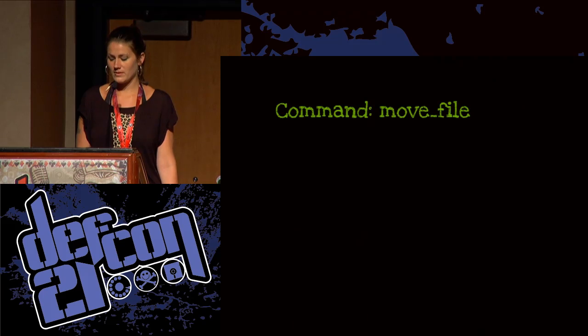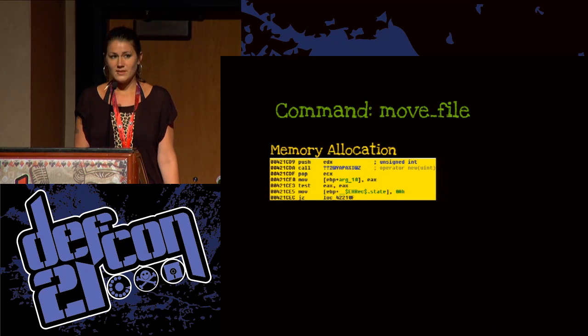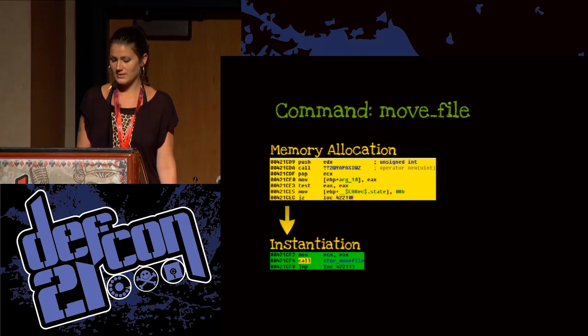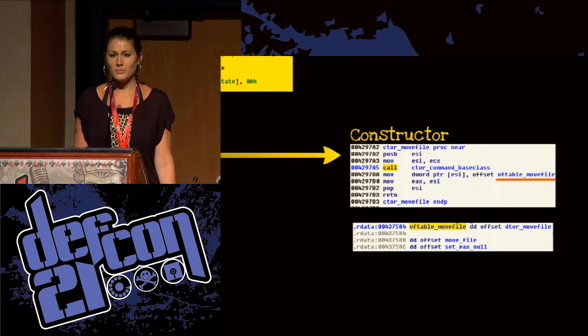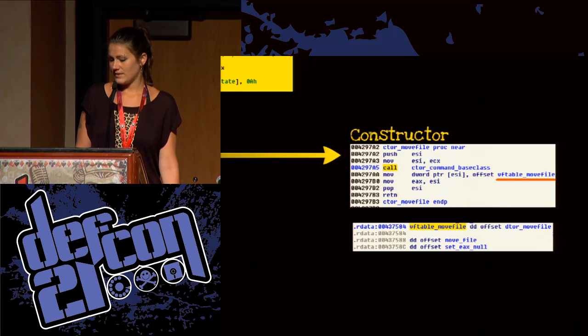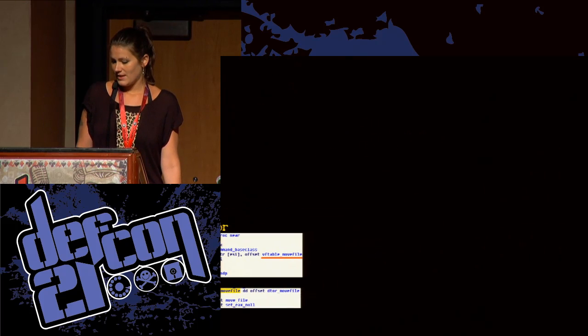Now I provide here another example with the move file object. Here in yellow you see the object instantiation, the memory allocation, where there's space reserved for the object that's going to be instantiated a little bit later in the green box. And what you see there is a call to a constructor. Now this constructor actually has a call into the superclass constructor as it works with derived objects. And there you see the first VFTable flying by. I will talk about this in a second.